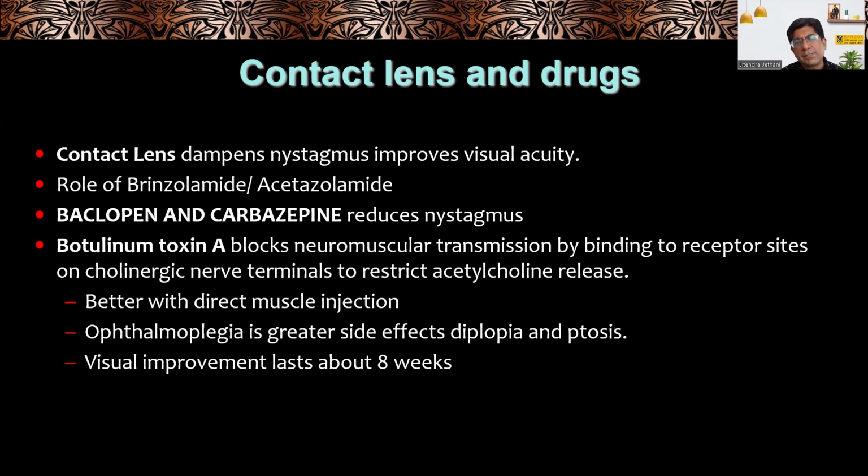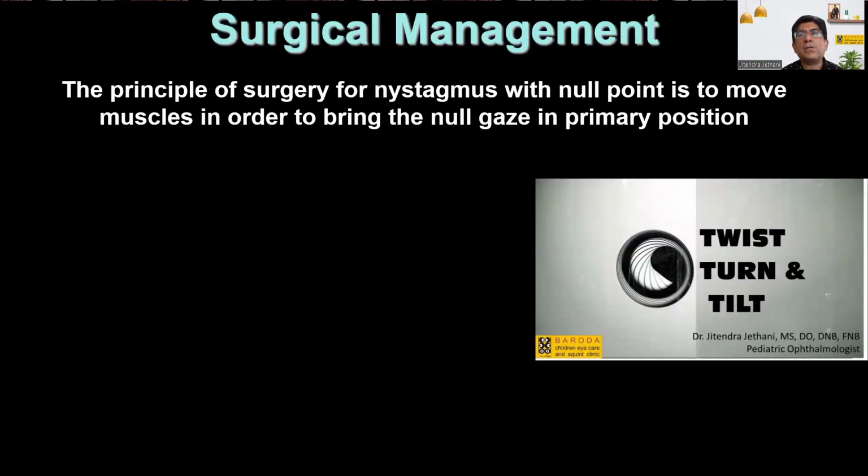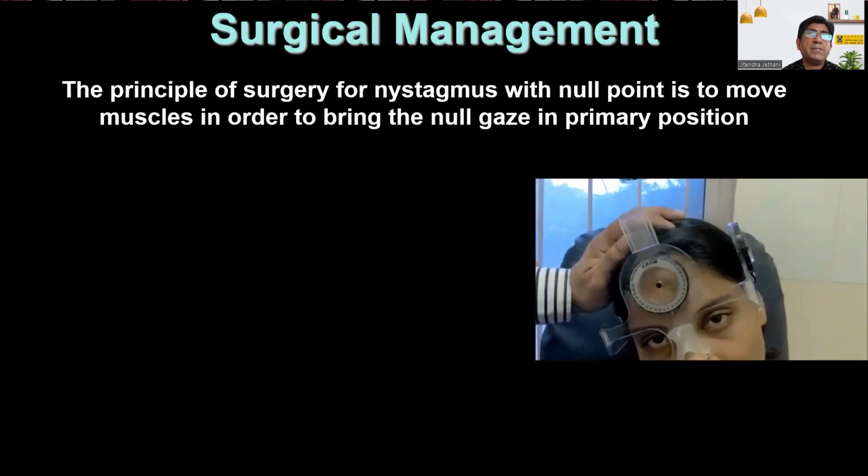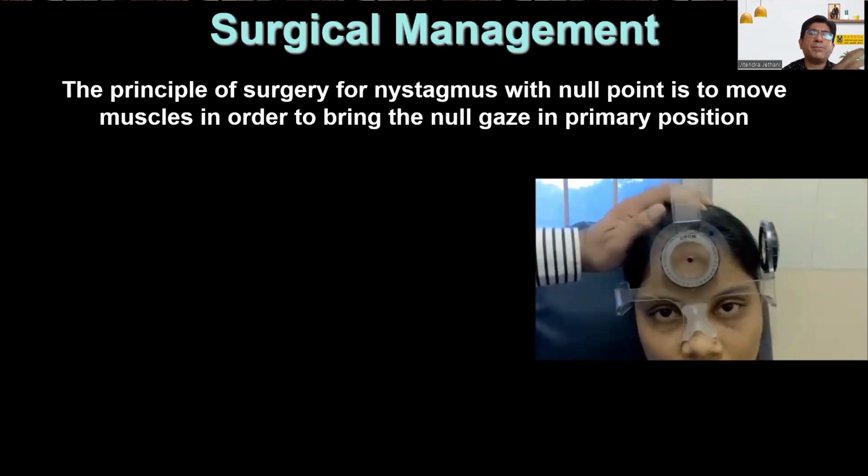Baclofen and carbamazepine can reduce nystagmus, mainly acquired nystagmus because they have oscillopsia, and not really congenital nystagmus. And botulinum toxin, Botox, can be given, but the problem is that whenever you give a direct muscle injection, the effect lasts only 6 to 8 weeks, and the nystagmus keeps coming back. So that brings us to the surgical management of nystagmus, and most nystagmus patients can be helped only when there is a null point. Basically, the principle is to move the null point to the primary position.